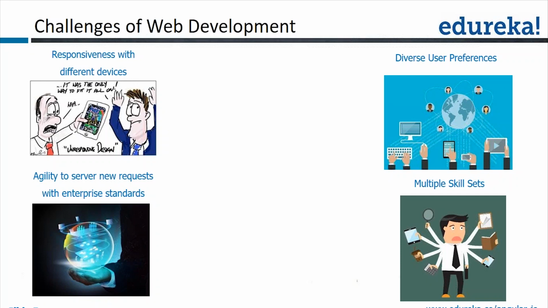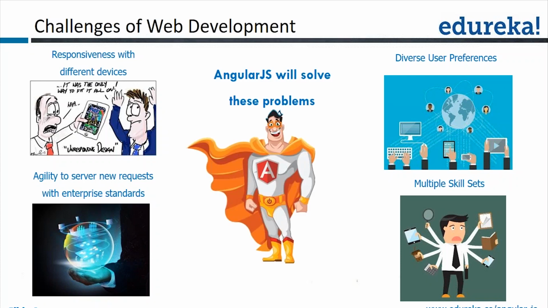How can we solve it? Here we have our superheroic framework, AngularJS, which solves almost everything. The first one is responsiveness. Whenever we build client-side programming with the AngularJS framework, it can render on any device. That doesn't matter. If you are making any mobile application, that also doesn't matter. You can build an application with AngularJS. It can run on the mobile browser as well as run as a mobile app. So it solves all this responsiveness with different devices.